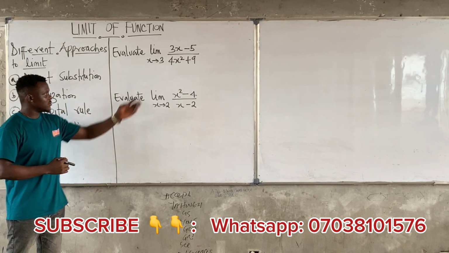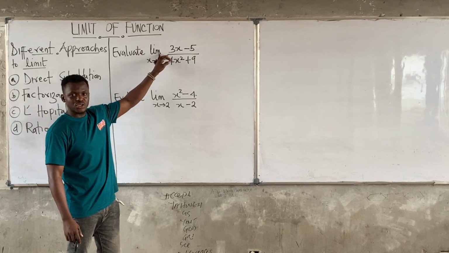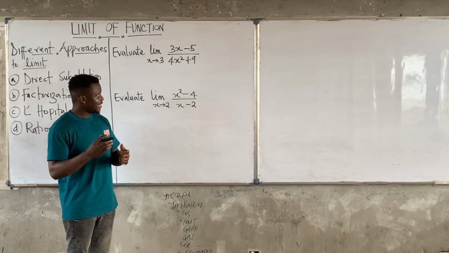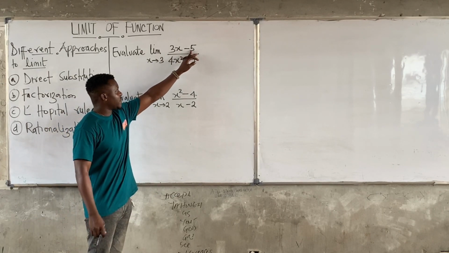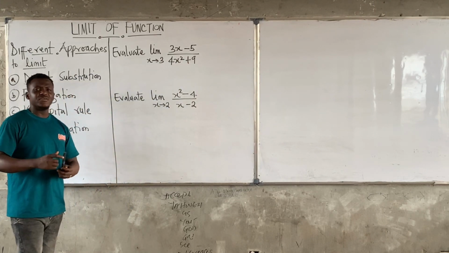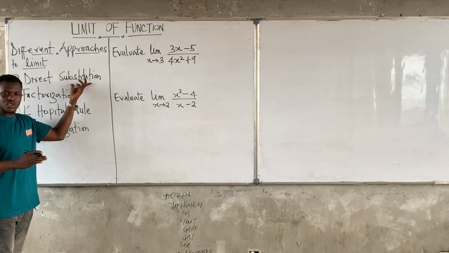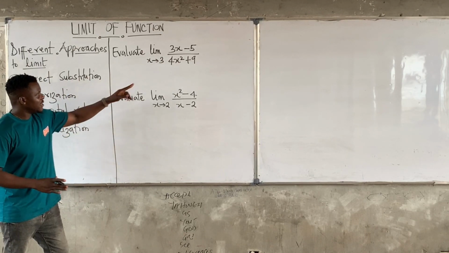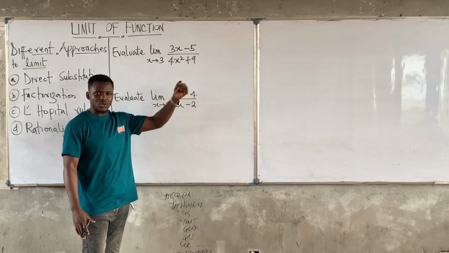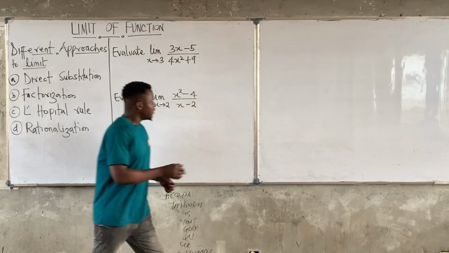Now let's look at this first question. It says, evaluate the limit of this function as x tends to 3. Please, this is not x equals 3. As x tends to 3, (3x minus 5) all over (4x squared plus 9). Now, listen up. Anytime you're given a question to solve, the first approach you have to make use of is to attempt direct substitution, right? Anywhere you see x, insert 3 here. If the denominator results to 0, obviously that is indeterminate. Okay? So let's look at this.